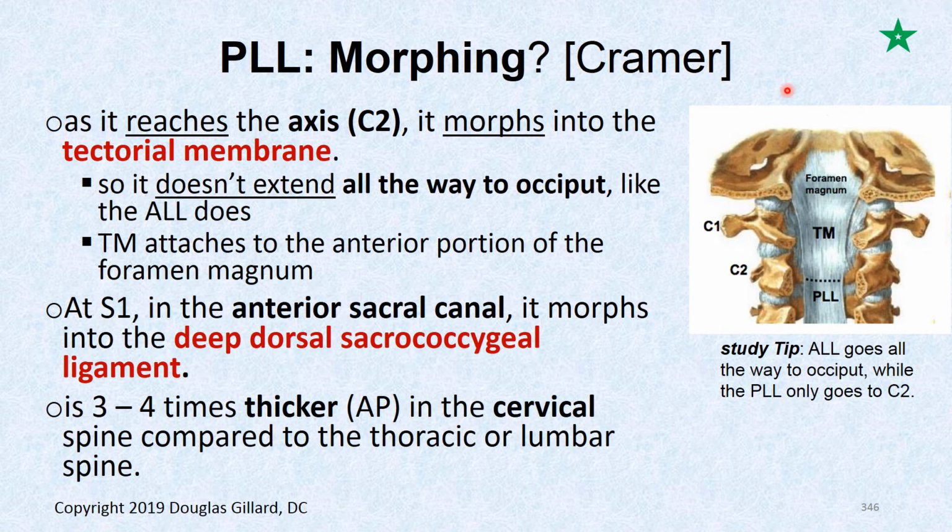All right, so I said the PLL doesn't go all the way to the foramen magnum. It actually morphs into something else. It really does, but because the fibers look so different under a microscope, it's given a new name. At the level of C2, here's C3. As it gets to C2, the fibers change enough that it's called the tectorial membrane. The tectorial membrane is what actually connects to the anterior part of the foramen magnum. The PLL stops at the level of C2.